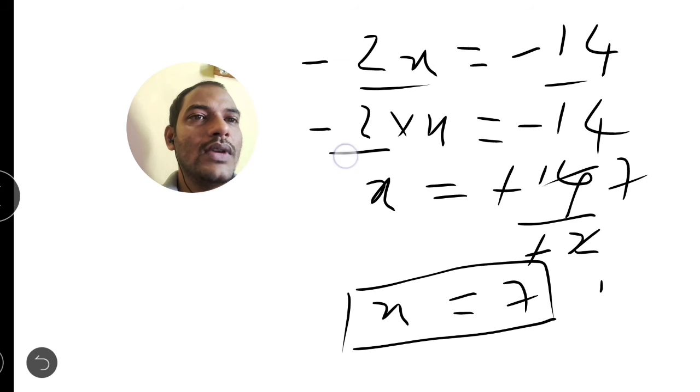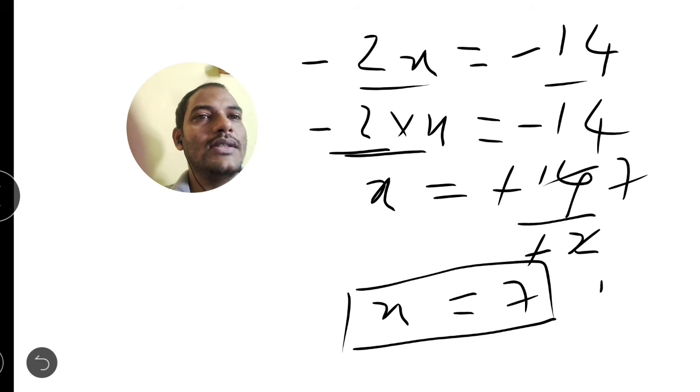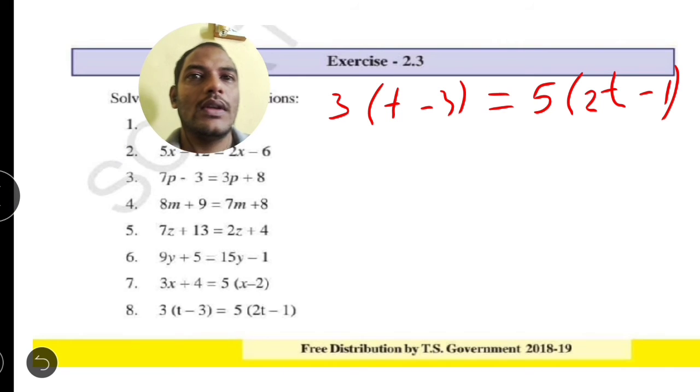So minus 2x, what is the meaning of minus 2x? Minus 2 into x. So it is equal to minus 14. So next the minus 2 is transposed to the RHS side, it will go to the denominator place. So minus minus cancel, 2 ones are 2, 2 sevens are 14.